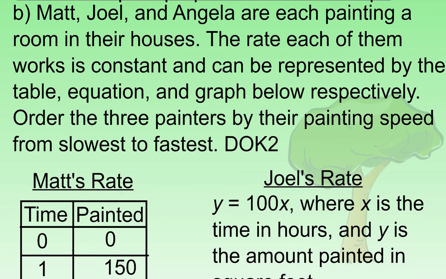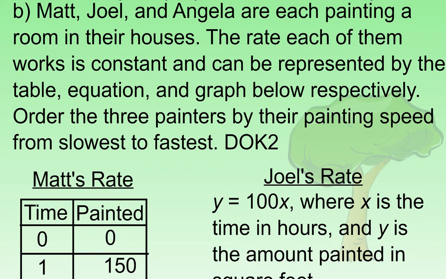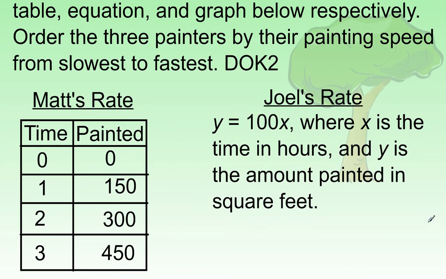Letter B. Matt, Joelle, and Angela are each painting a room in their houses. The rate that each of them works is constant and can be represented by the table, equation, and graph below respectively. Order the 3 painters by their painting speed from slowest to fastest. Okay, so we want to figure out who's the slowest painter and the next slowest and the fastest.